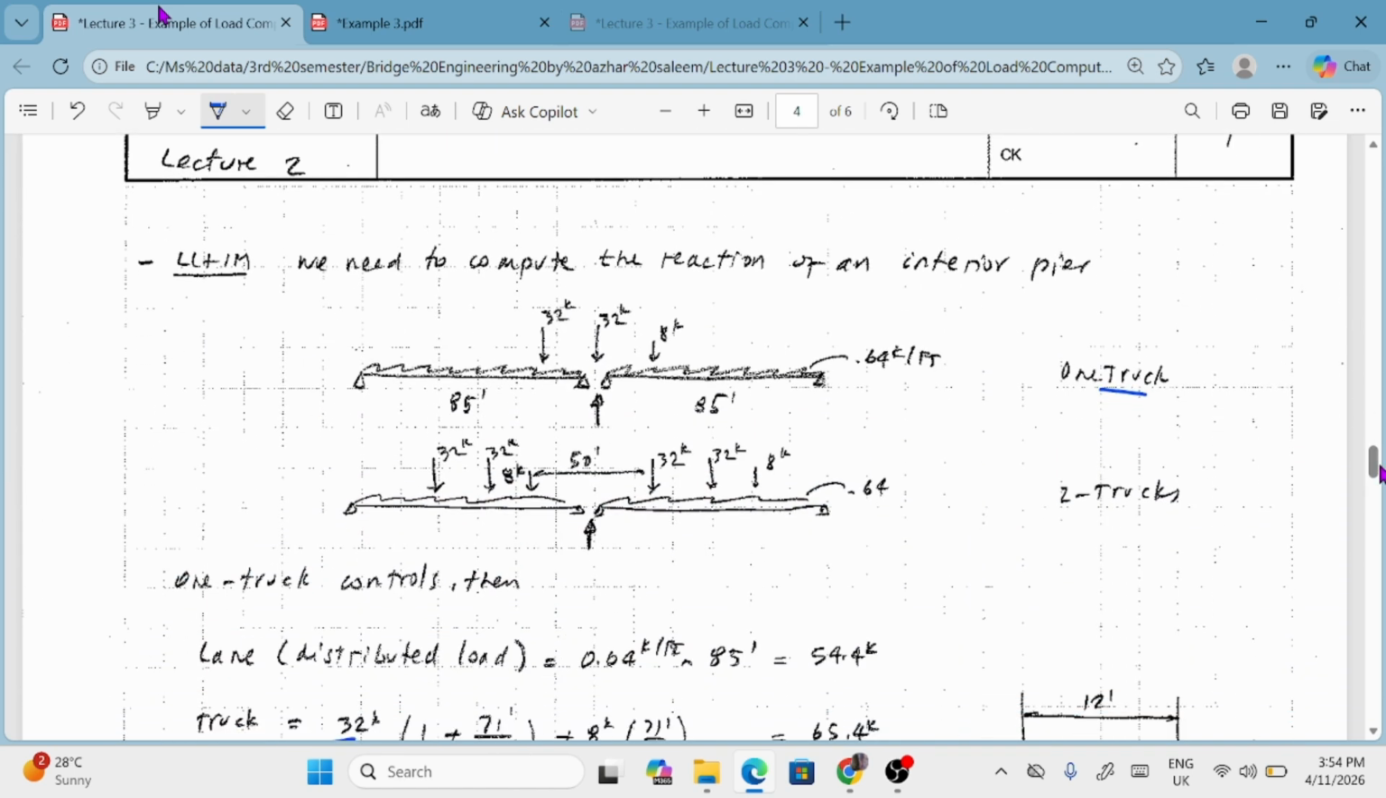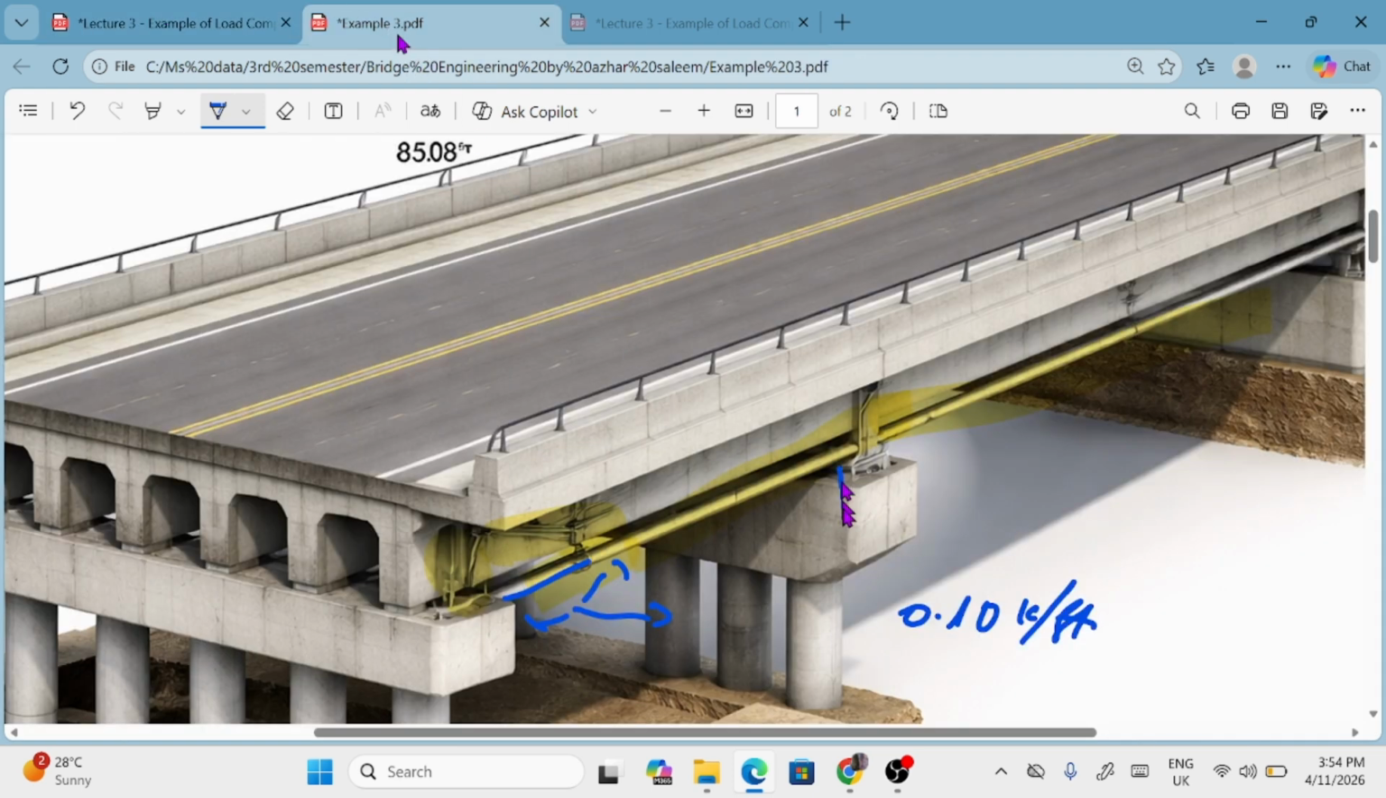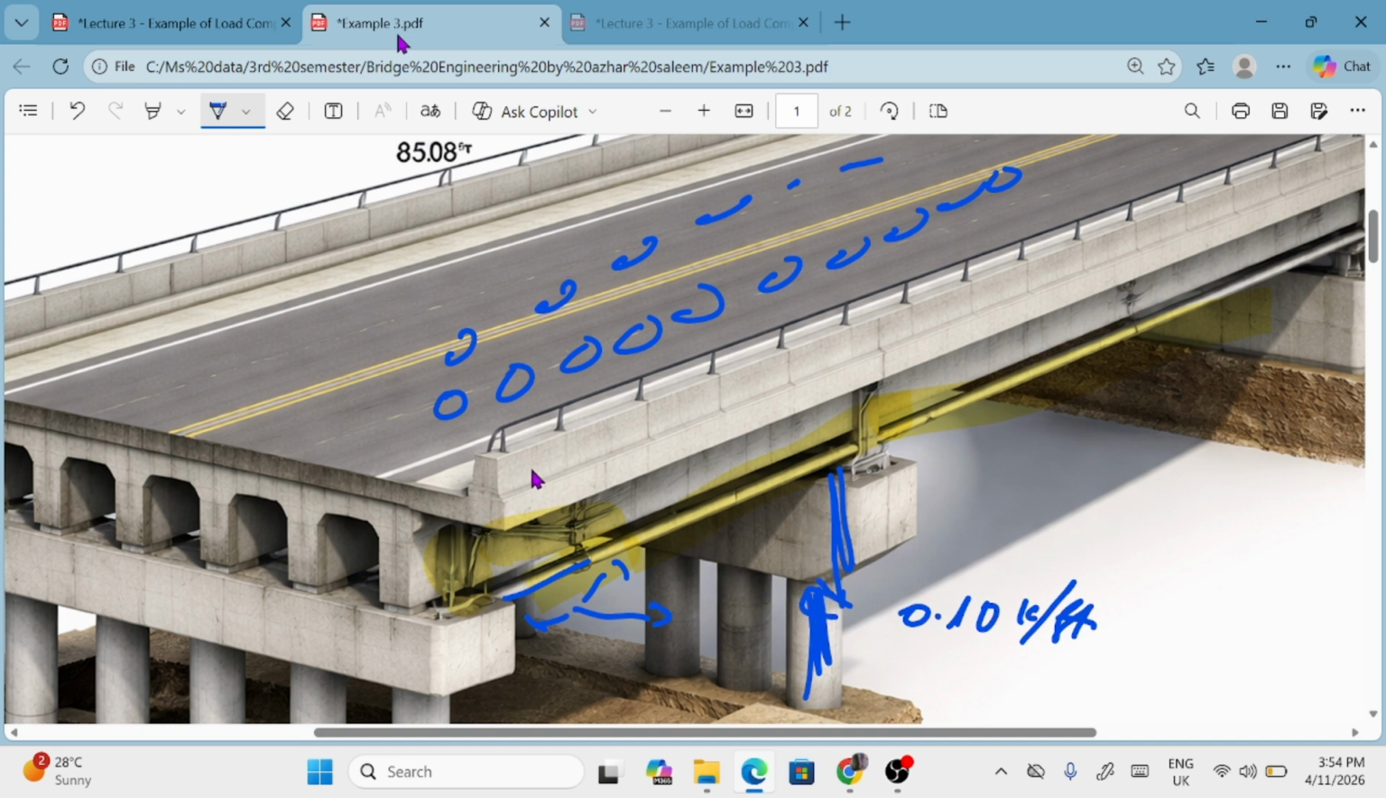Now we have to find LL+IM, live load and impact load. So we need to compute the reaction of an interior pier. For example, this is an interior pier, and we have to compute the reaction from this moving load. So we need to compute the moving load reaction.